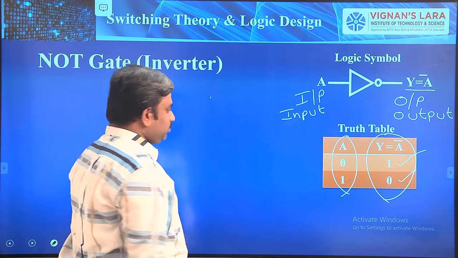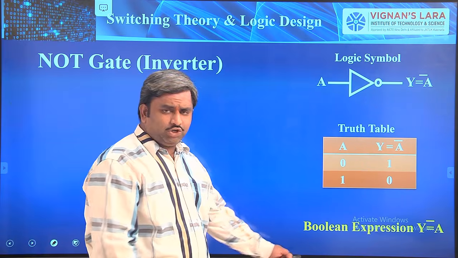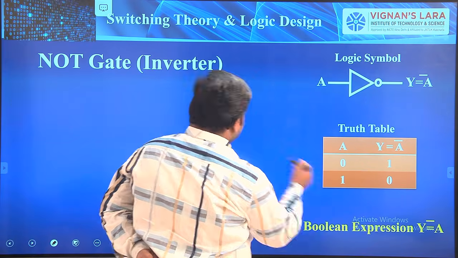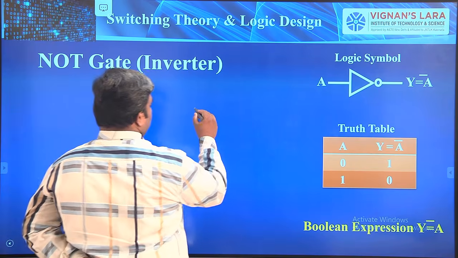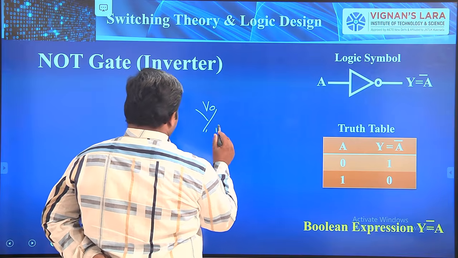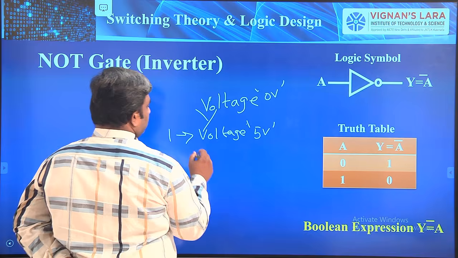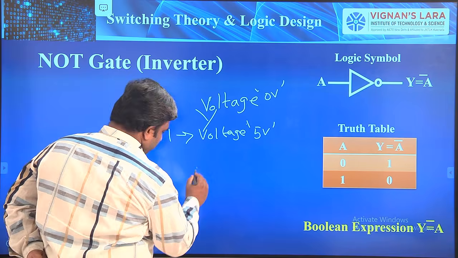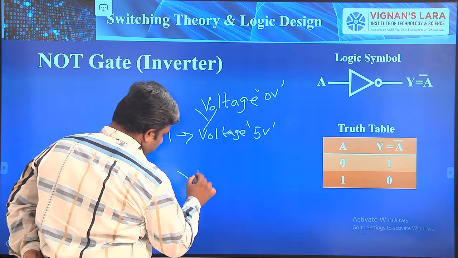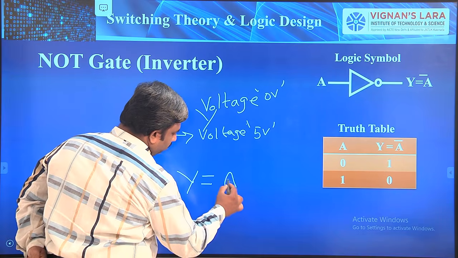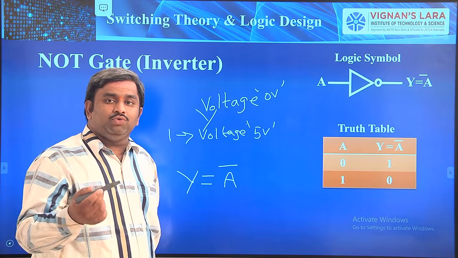Right. So this is the basic functionality of the inverter. Next, coming to that, this is the Boolean expression. The output Boolean expression we are representing like this: Y is equal to A bar. So A bar is nothing but the reverse value of A.